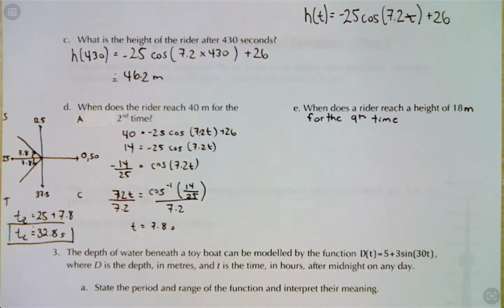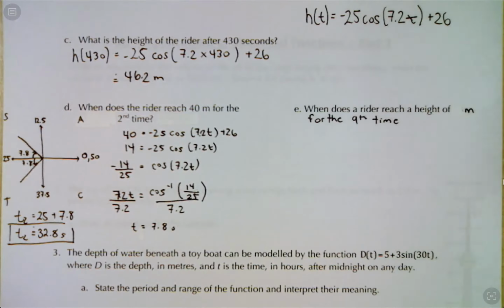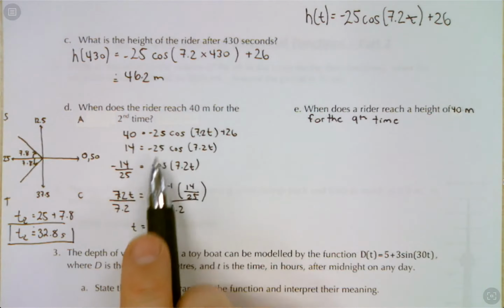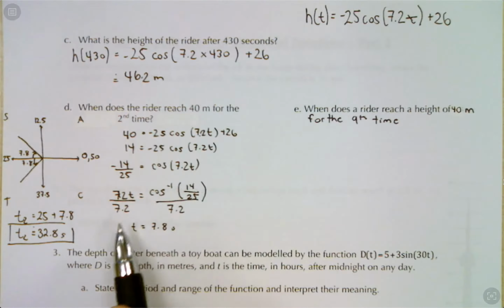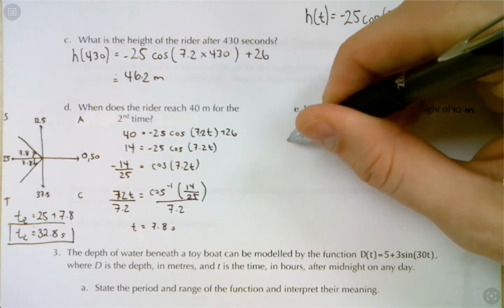Let's try a very similar question, but this time, you know what, let's save ourselves a little bit of work. Let's just turn this into 40 for the ninth time. I've really modified this question. But the work would be the exact same. We do all the same work, we get the same time, but now that we want the ninth time, we use our diagram a little bit differently.